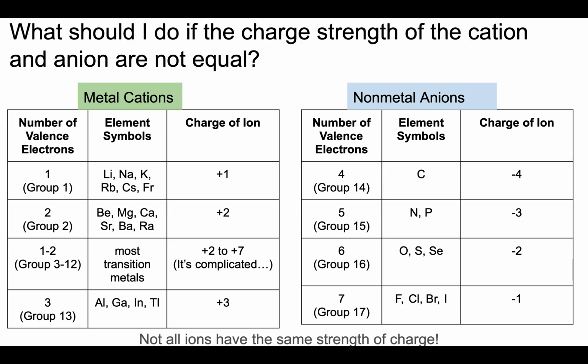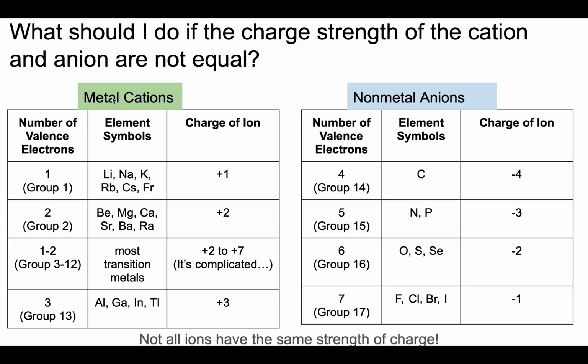Now, a lot of students, while doing their homework, have asked me, what should I do if the charge strength of the cation and the anion are not equal? And that's a really, really great question. So, in our charts here, we can see what's going to happen to these different atoms based on how many valence electrons they start off with.